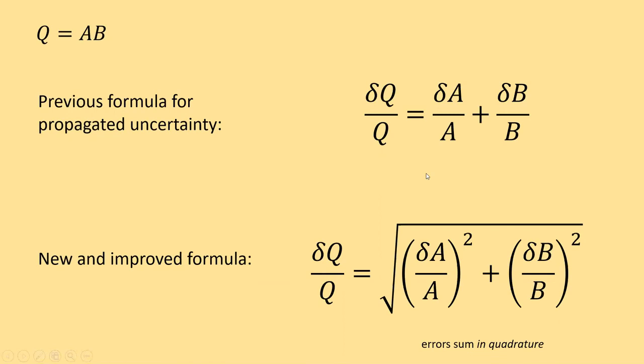We know that previously we would have just added the relative uncertainties to get the relative propagated uncertainty. This time we're going to add them in quadrature. So instead of just summing them, first we square the terms, square the separate relative uncertainties, then we add them, and lastly we take the square root. It's just like Pythagorean theorem, and it would actually work no matter how many measurements went into the calculation of Q, as long as it was just multiplication and division.